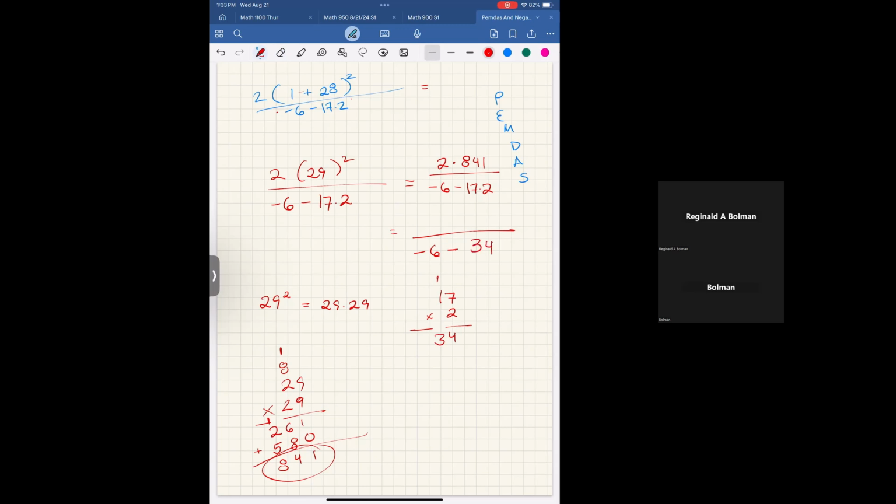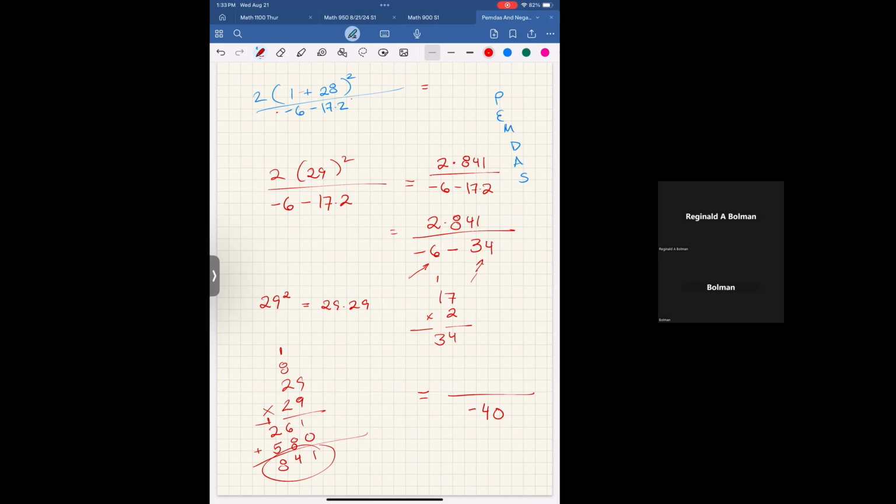So we have -6 minus 34 on the bottom and 2 times 841 on top. -6 minus 34 gives you -40. Because if I had $6 in debt and at a later point in time, I took out $34 of debt, I would have in total $40 of debt.